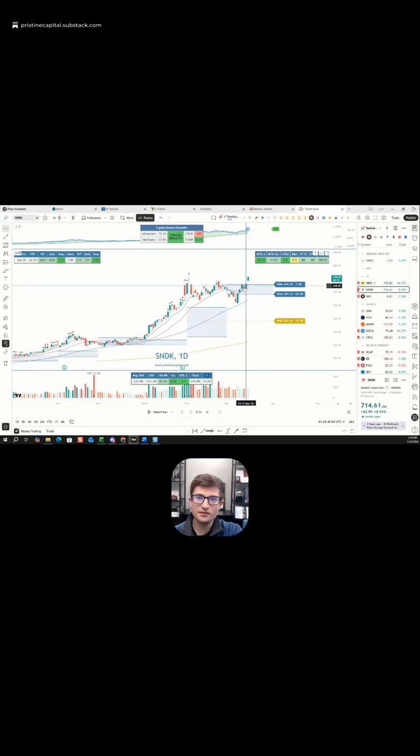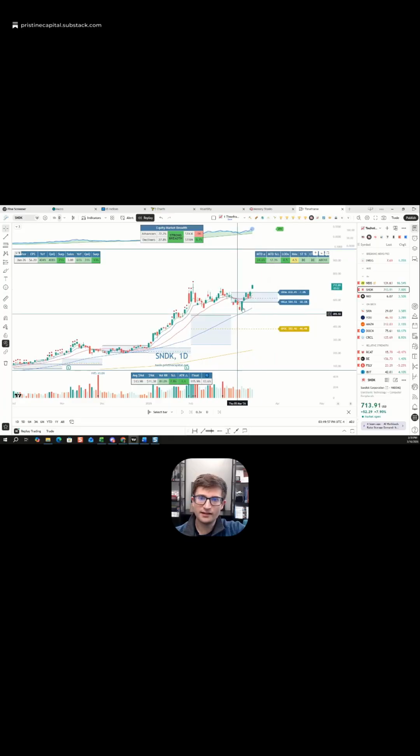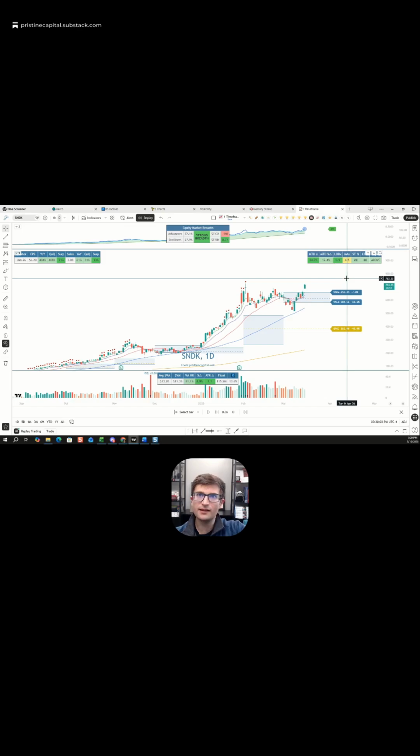SNDK is also doing excellent. So we look, this stock just broke out from its monthly value area today. And what's really interesting, I did not enter this stock. But what I always try to do is, when I didn't enter a stock, I try to just look at what would the ideal entry have been.